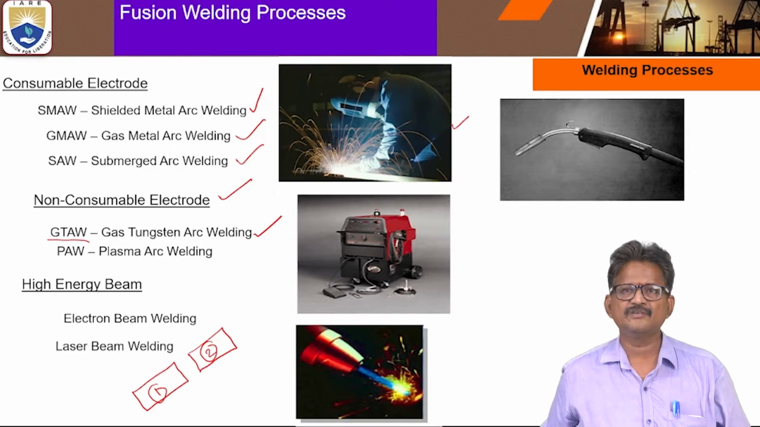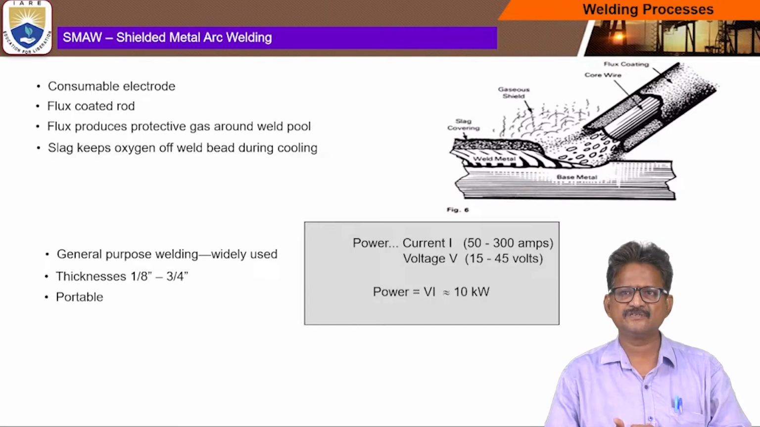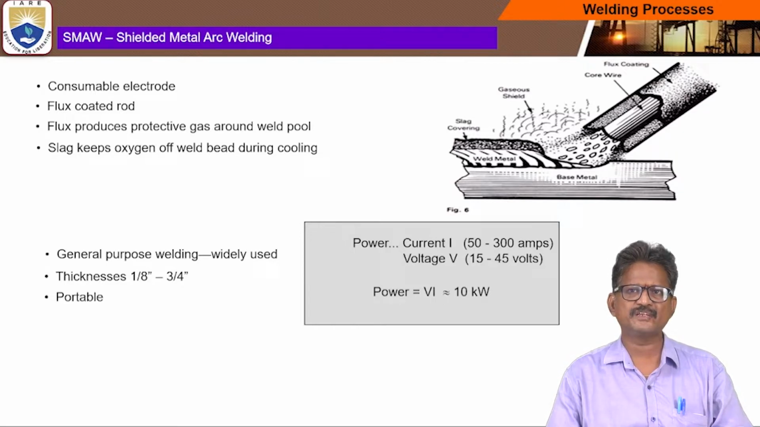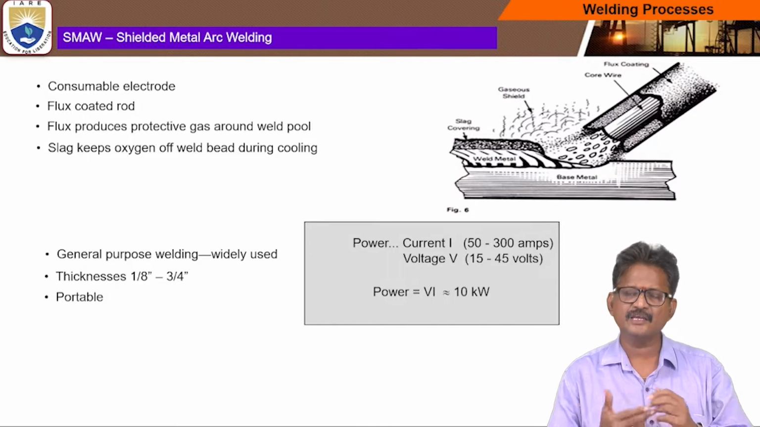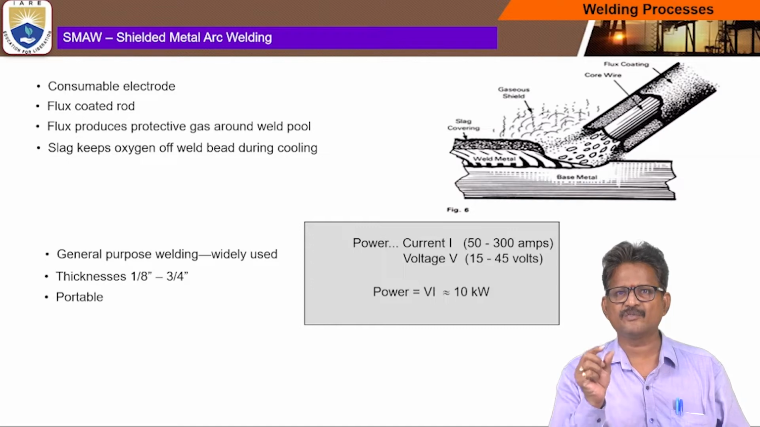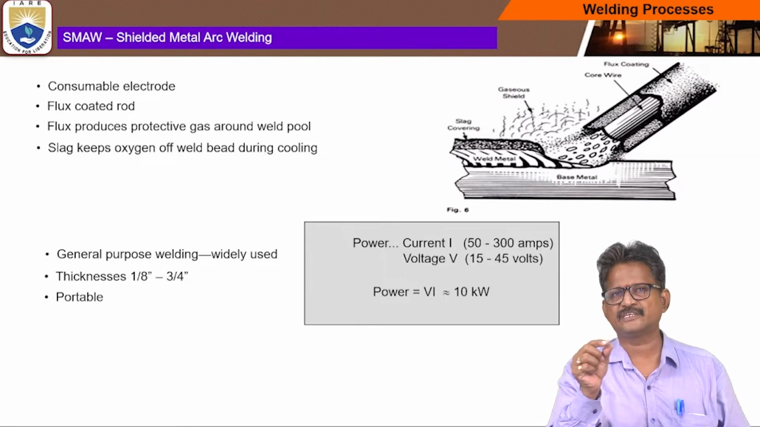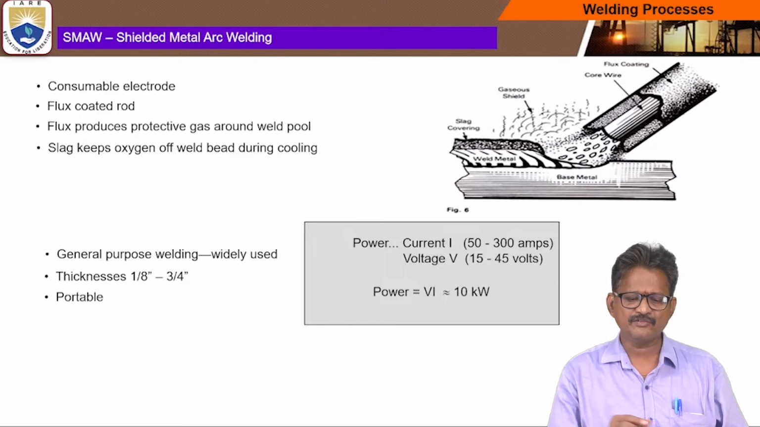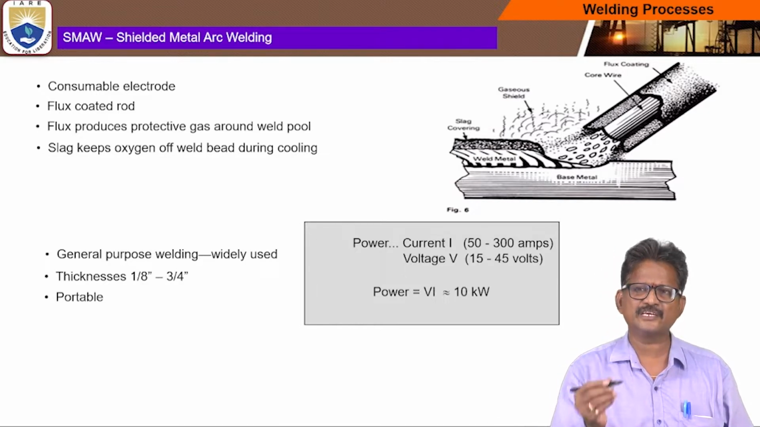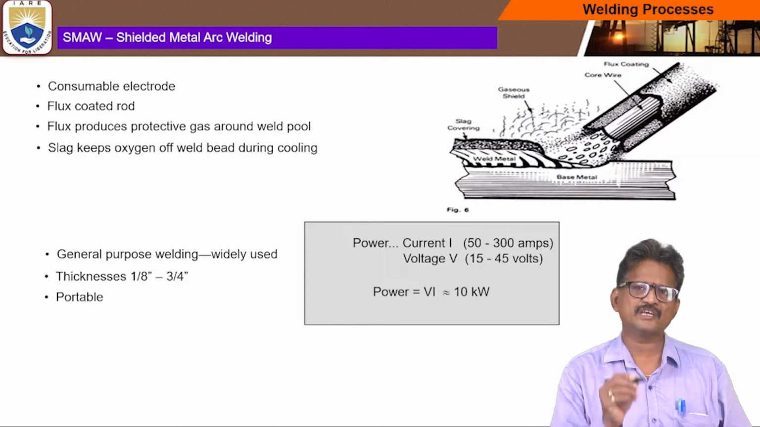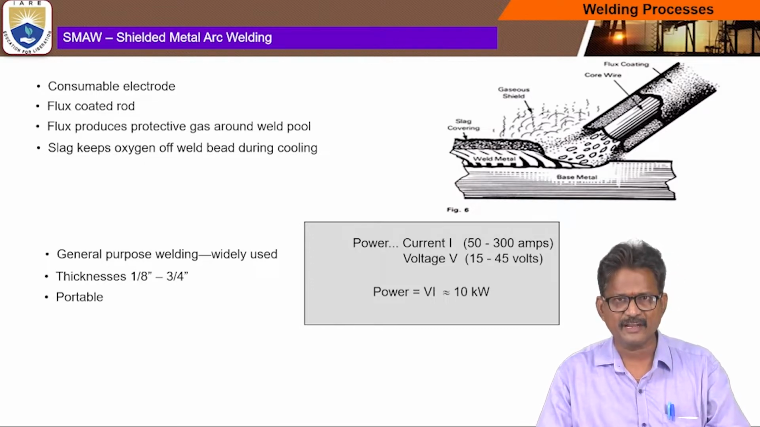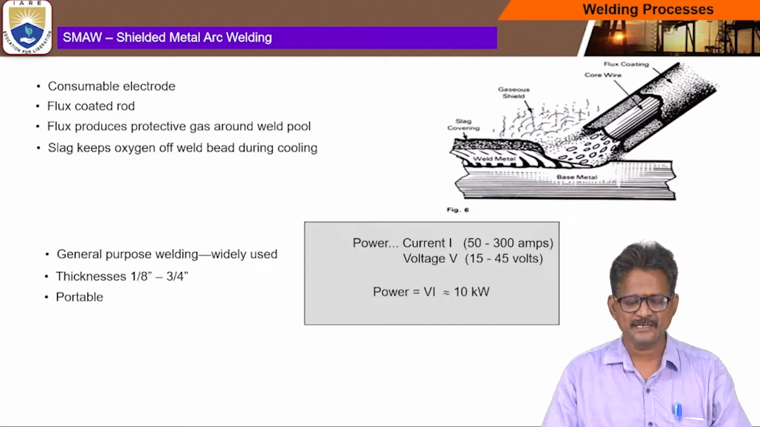Okay, now look at the first one, shielded metal arc welding. In the previous session we discussed shielded metal arc welding, how it works and how it can be applied. Now, in detail, even a layman should be able to understand clearly the working principle of shielded metal arc welding, the important elements required, the power sources, and the type of application.